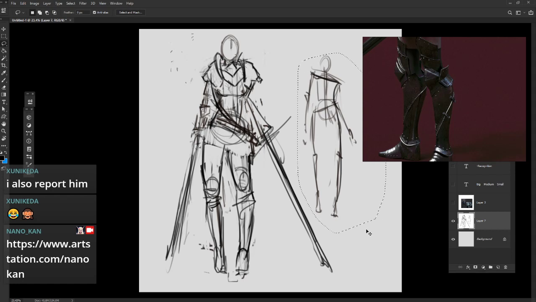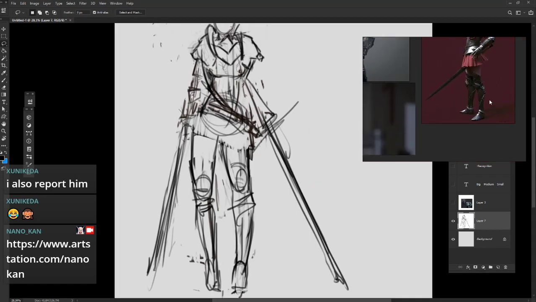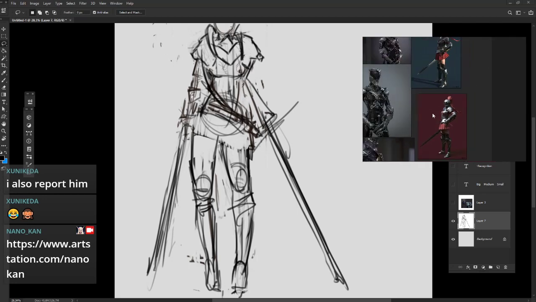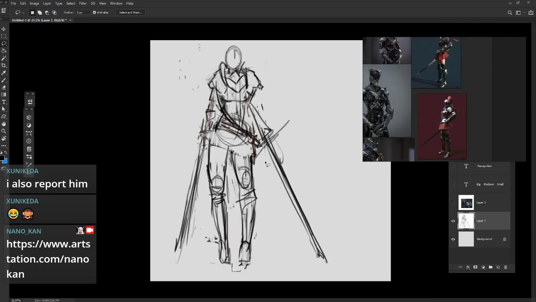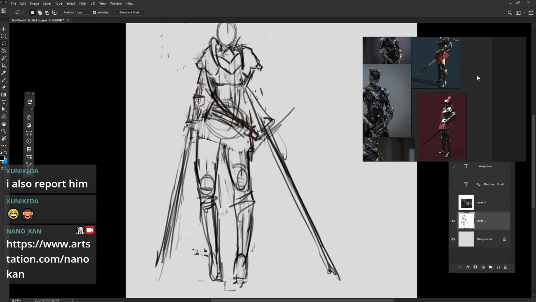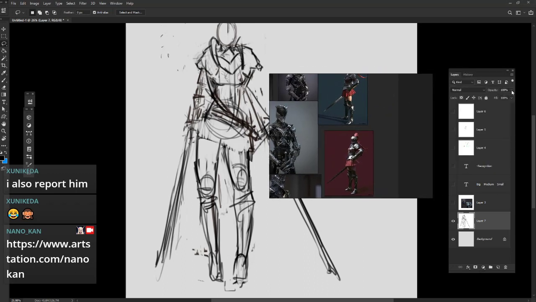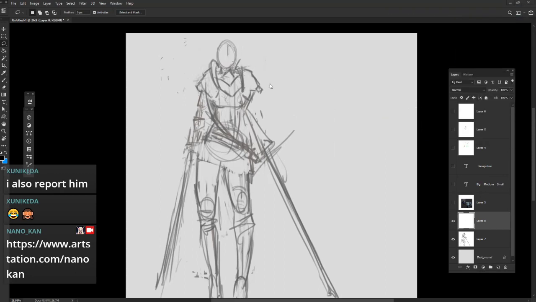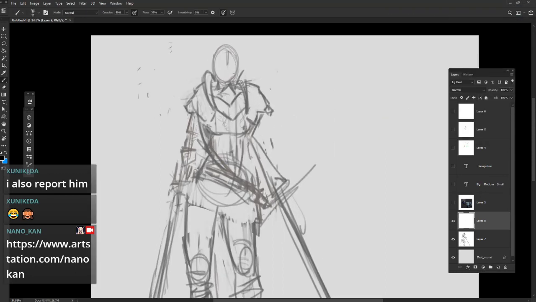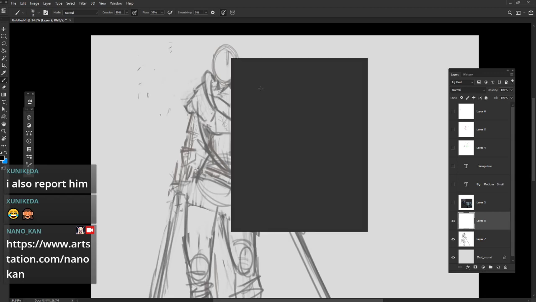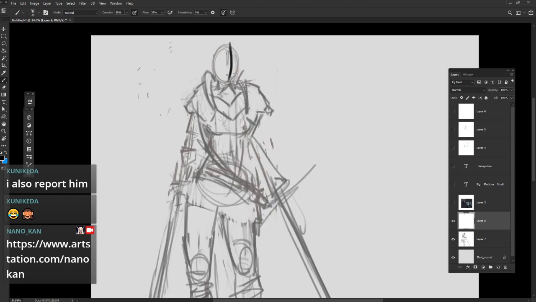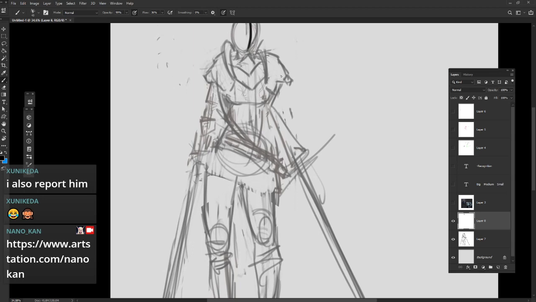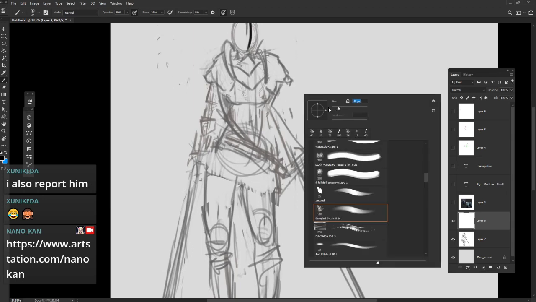So how are we going to fix the feet? That's one thing. I think we're going to set the opacity down and sketch it again. I also didn't figure out how all these helm parts are working, but at least I know the shoulder.